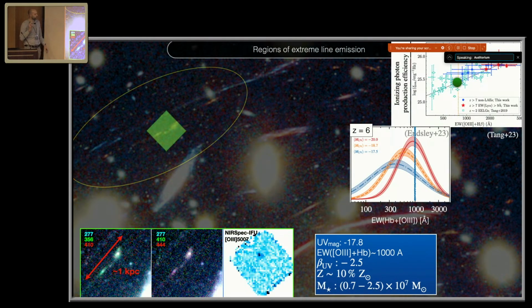Now, moving instead to line-emitting sources. So in this region here, we actually see some line emission. If we took this source unlensed, we would have seen something which is minus 18 UV magnitude, 10 to the 7 solar mass, more or less, 10% solar metallicity. That would be one of the, I guess, typical line-emitting galaxies that we're seeing now with James Webb at this redshift.